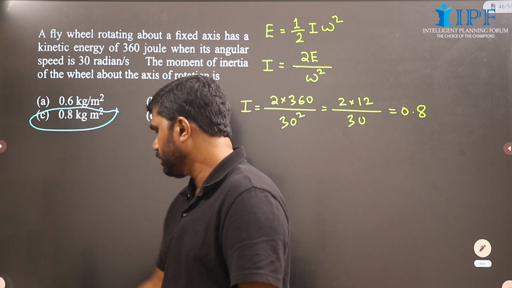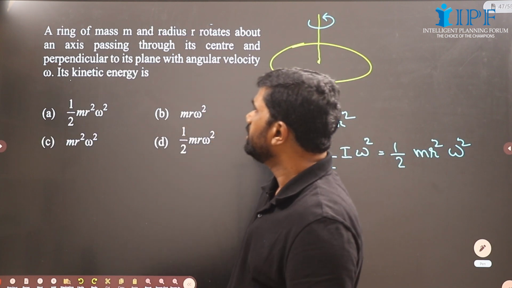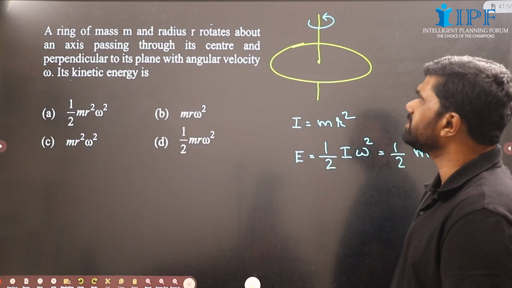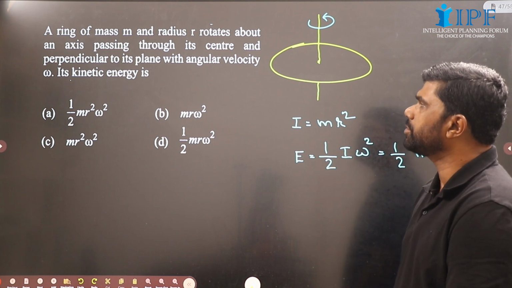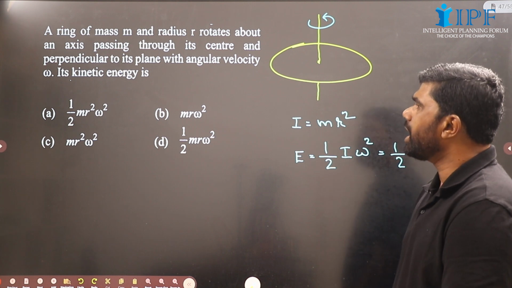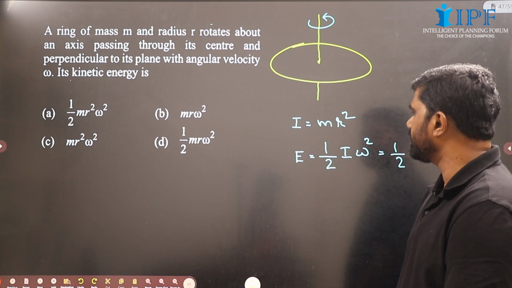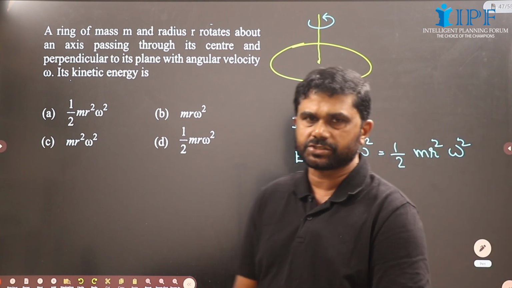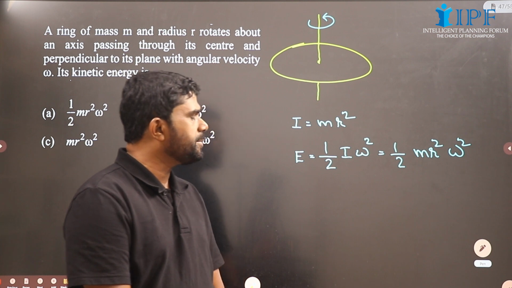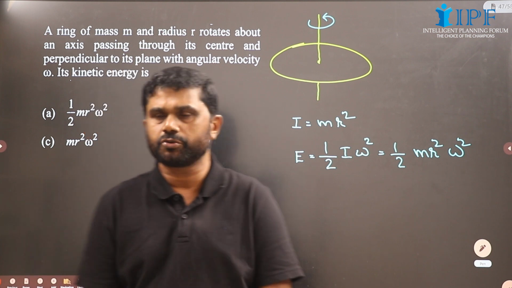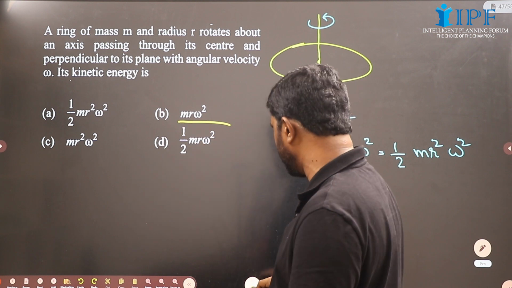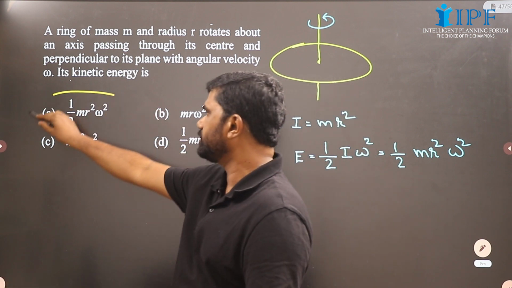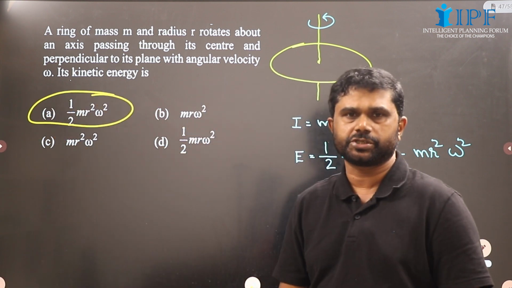Okay. Now next question. A ring of mass m and radius r rotates about an axis passing through its center and perpendicular to its plane with the angular velocity omega. Its kinetic energy will be half I omega square, and moment of inertia is mr square, so it will be half mr square omega square. Half mr square omega square means this will be the correct option.